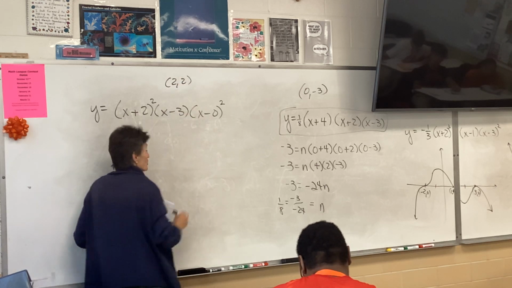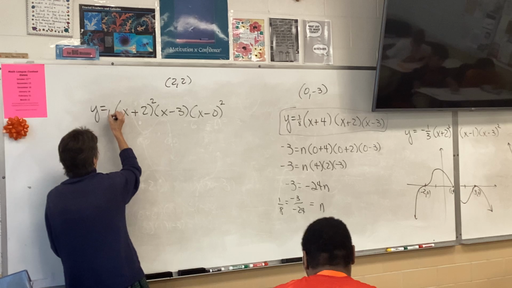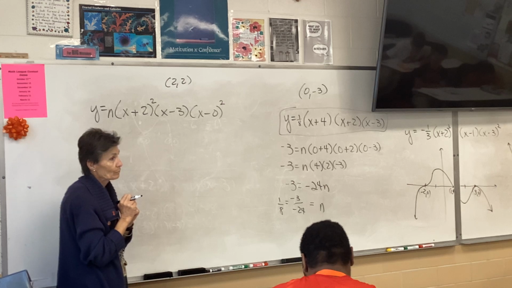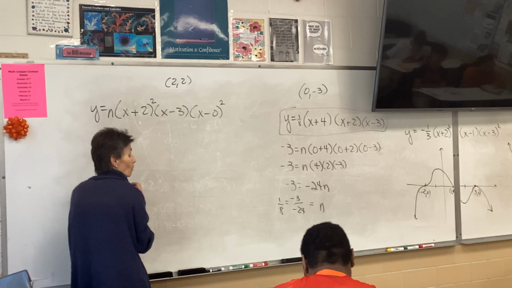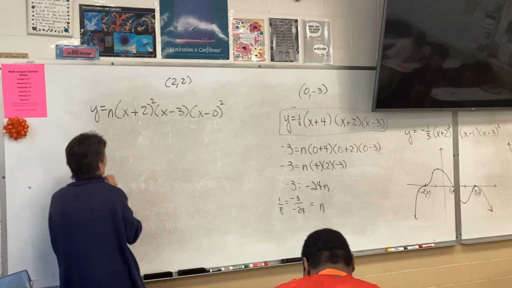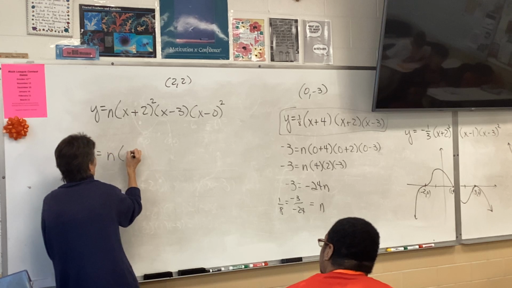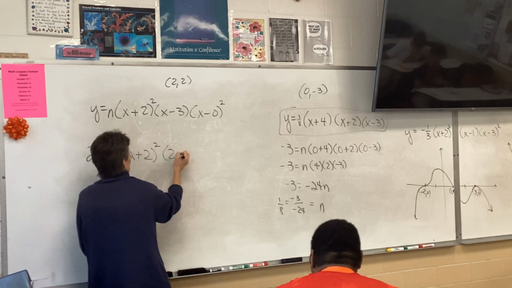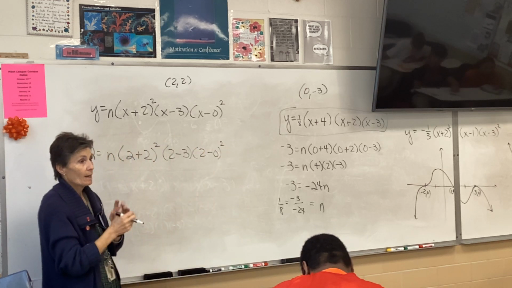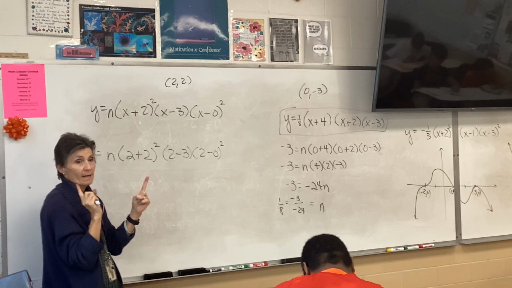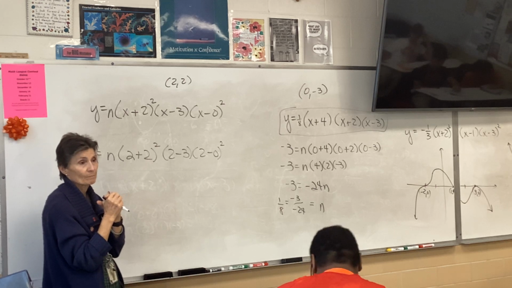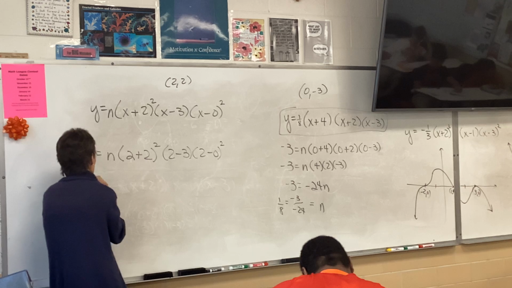So now my equation is done, except for, I don't know what that number is. Okay, so here we go. What point am I plugging in this time? 2, 2. So 2 plus 2, 2 minus 3. So I happen to be plugging in 2 for y and 2 for x. Are you with me? Okay. All right, here we go.